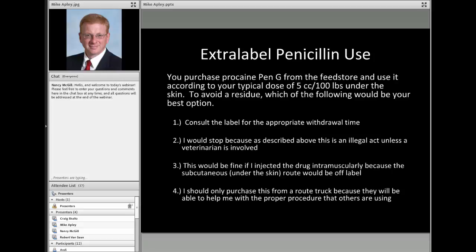So I'm going to start out with a question here on extra-label penicillin use. The question is that you purchase Procaine Pen G from the feed store and use it according to your typical dose of 5 cc's per 100 pounds under the skin. To avoid a residue, which of the following would be your best option? Number 1 is consult a label for the appropriate withdrawal time. 2, you'd stop right here because this is an illegal act. 3 is that it would be fine if you injected the drug intramuscularly instead because the subcutaneous route would be off-label. Or 4, I should only purchase this from a route truck because they will be able to help me with the proper procedure that others are using.